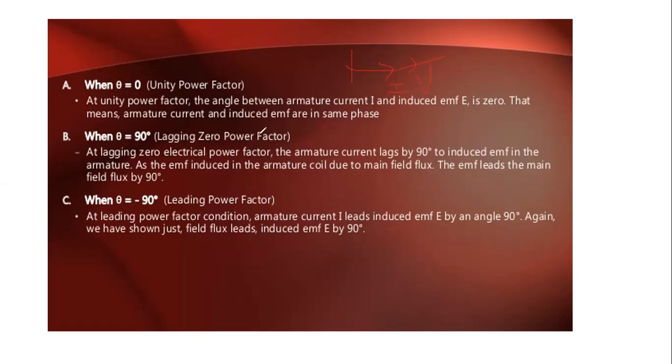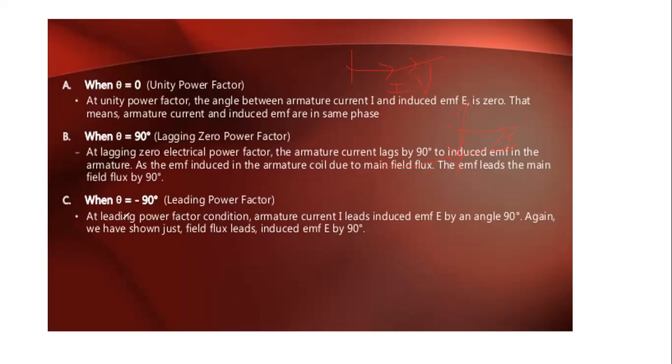For the lagging zero power factor, theta is equal to 90 degrees. What is 90 degrees lagging? At zero lagging power factor, the armature current lags the induced EMF by 90 degrees. That means the armature current lags the induced EMF or the voltage.